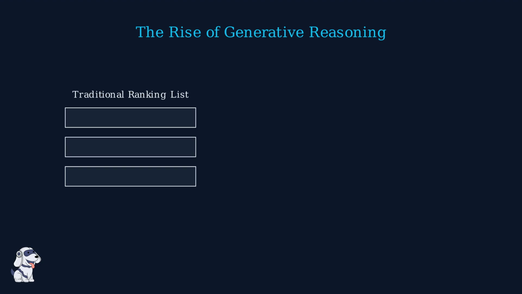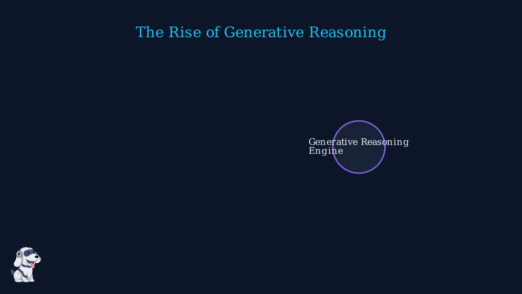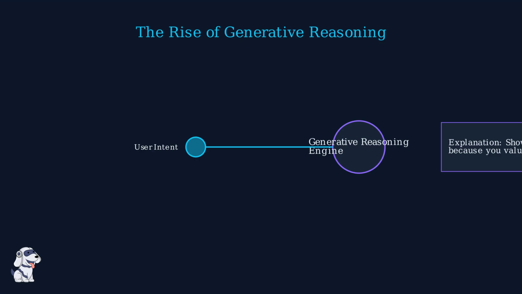Traditional models simply rank items based on past clicks. Modern systems now perform multi-step reasoning. They don't just output an item, they generate a narrative explanation for why it matches your current intent. By integrating large language models, the engine maps your semantic intent to specific item attributes, providing a transparent, natural language justification for every choice. This transition turns the recommendation engine from a black box into a collaborative partner that understands the context behind your decisions.